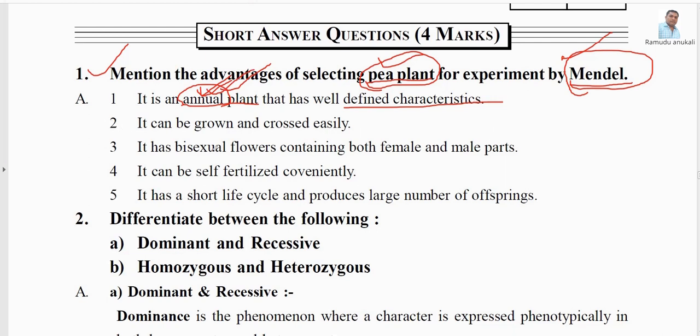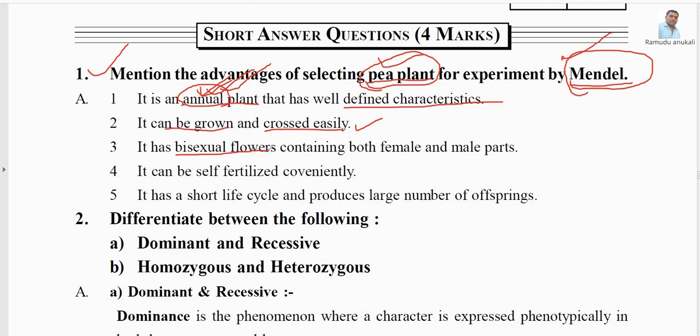The second point, it can be grown and crossed easily. This pea plant can be grown in our garden, and easily crossed means it reproduces easily, and it has bisexual flowers. Bisexual flowers means a flower having both sexes in the same flower.